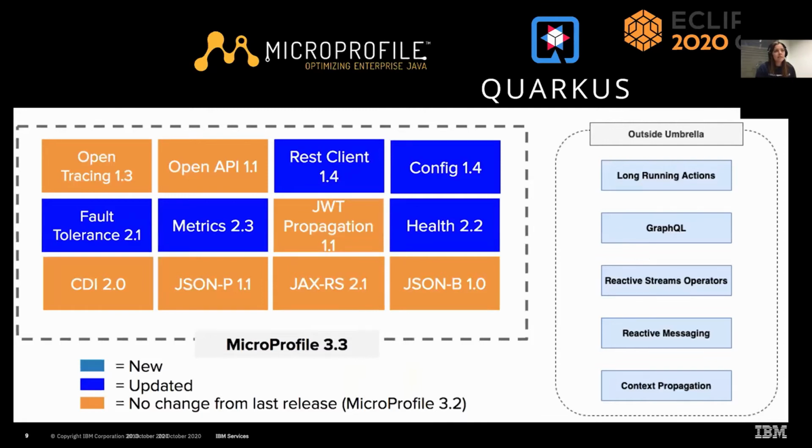Quarkus implements the MicroProfile specification, so it's a reference implementation, and it currently supports the 3.3 MicroProfile standard. On the left side, we can see all the common APIs that are inside of MicroProfile, and on the right side, we can see these umbrella projects, which Quarkus also implements, like long-running actions and GraphQL. Reactive streams, reactive messaging, and so on.